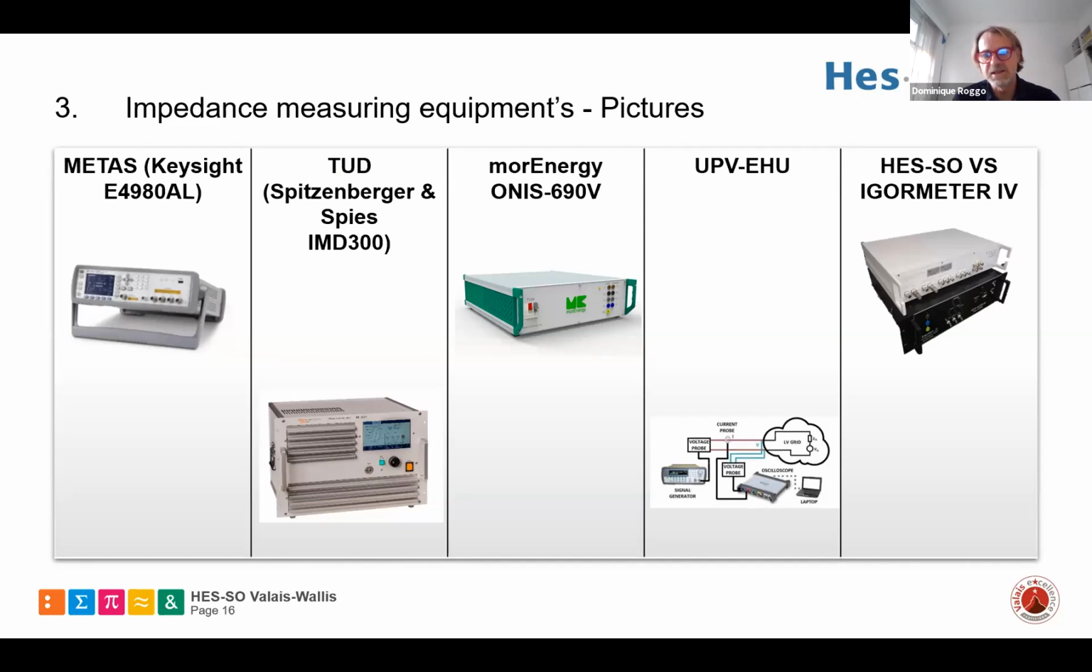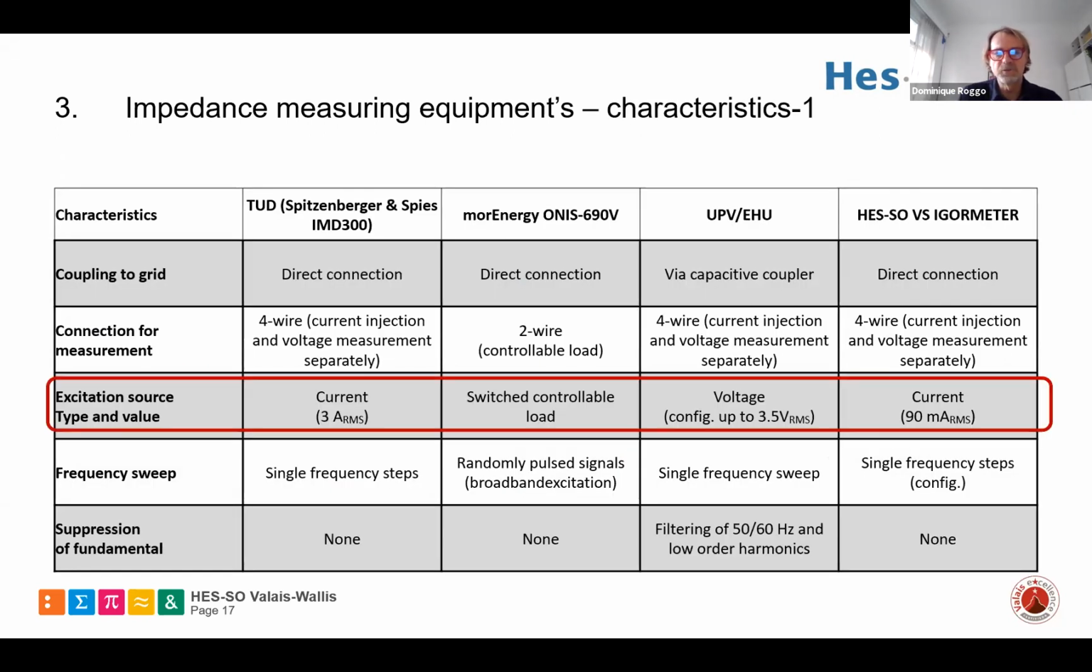Four grid impedance analyzers were available that can measure energized impedance on the line, at 230 volts, and then Metas used a network analyzer that is not able to measure an energized system. Here is a comparison of the different characteristics of those devices.